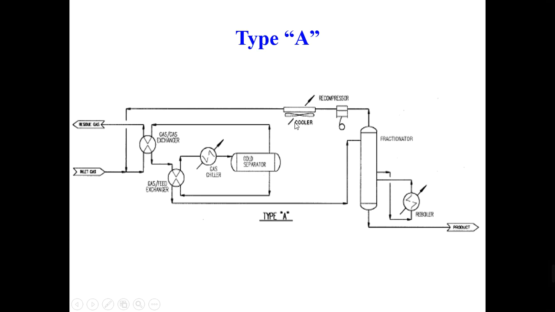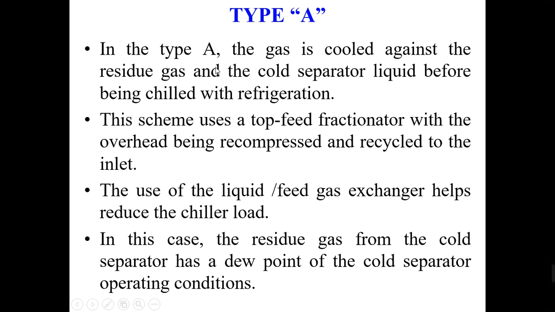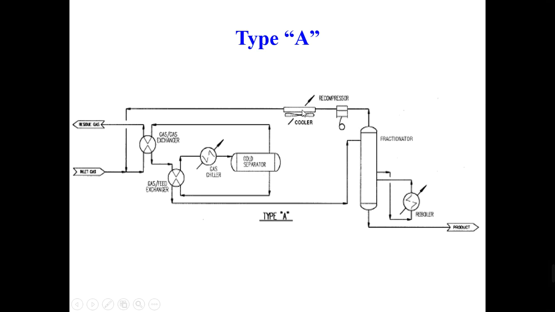So gas is cooled before being sent to the separator. We are cooling the gas using these two heat exchangers before sending it to the gas chiller. This is the first statement. And then it uses a top feed fractionator, with overhead being recompressed and recycled to the inlet. So this fractionator has a top part, and if there is any wet gas, it goes back again to the inlet gas to remove it further, and whatever product we have, we send it here. They process it again from this fractionator, and the liquid, which is 100% liquid, goes down through here.